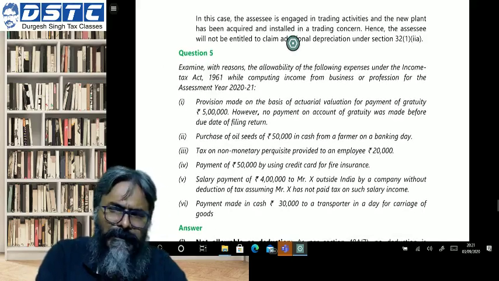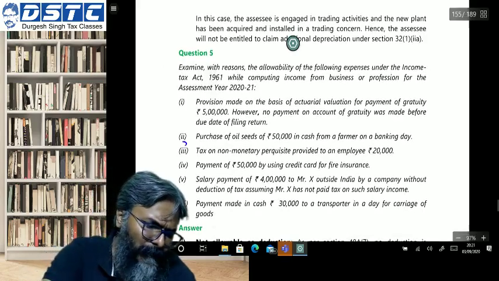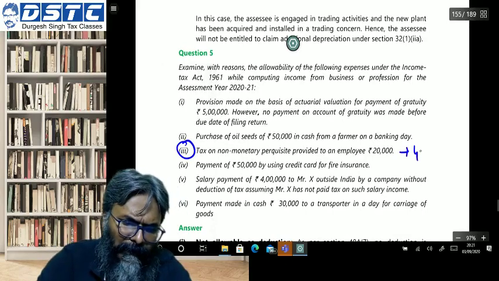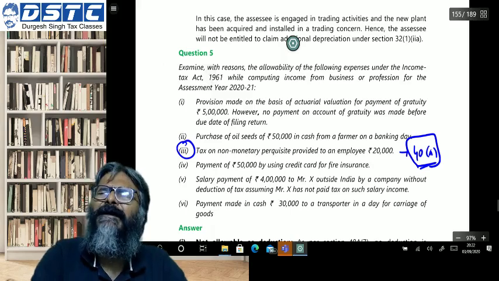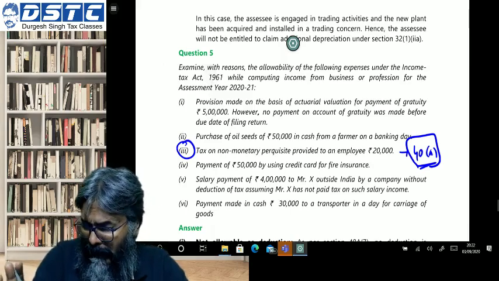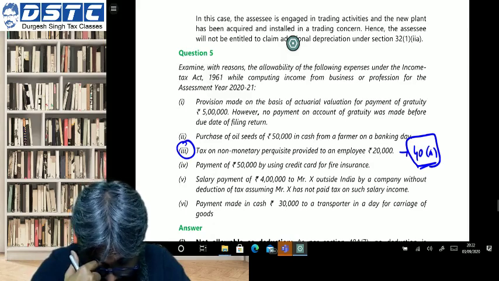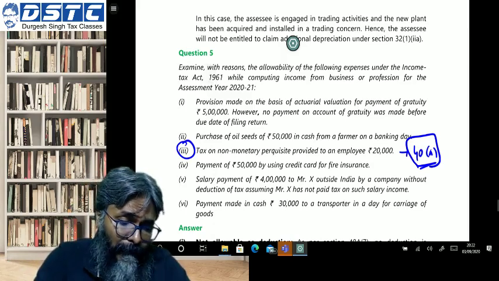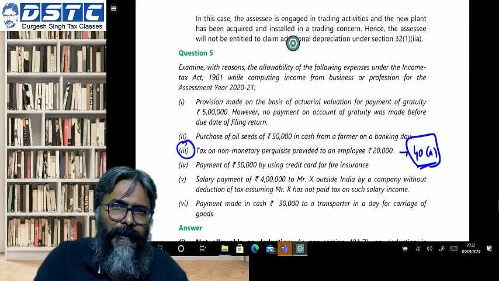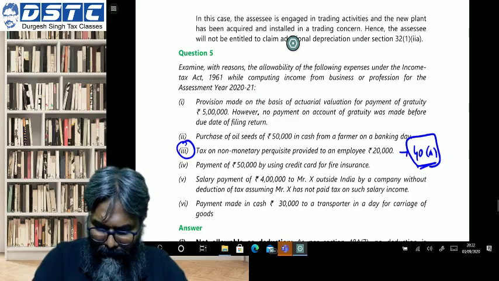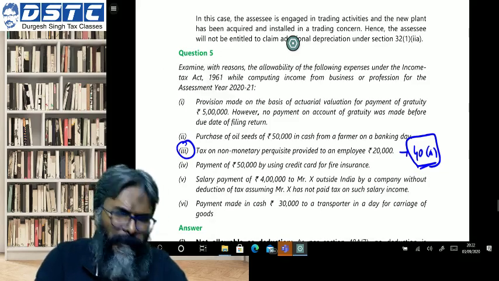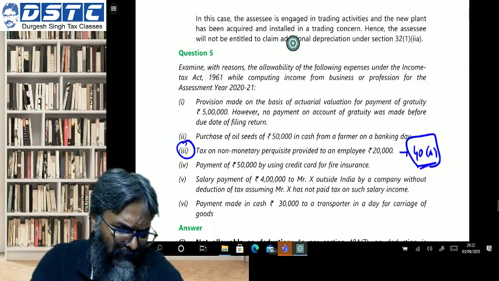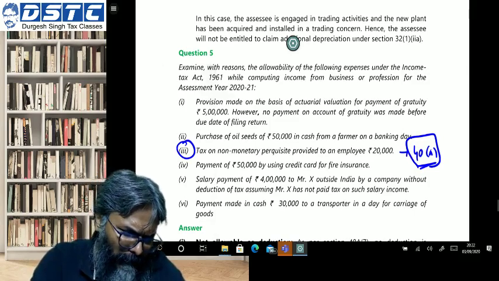Point number 3, students, we have not touched upon, but this you can just see in 40A. When you read 40A, I think double 2 or double 3, I have made an observation over this. Tax on non-monetary perquisite will be allowed as deduction. You will just read it at your end, this part. I'll come to point number 4.